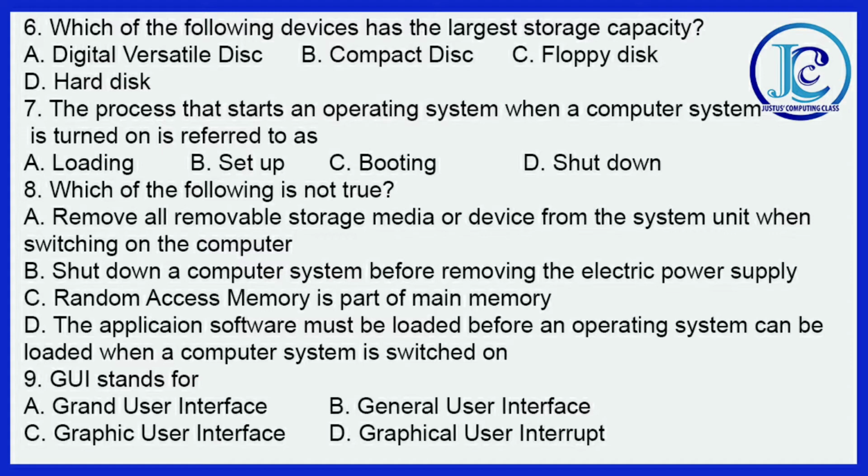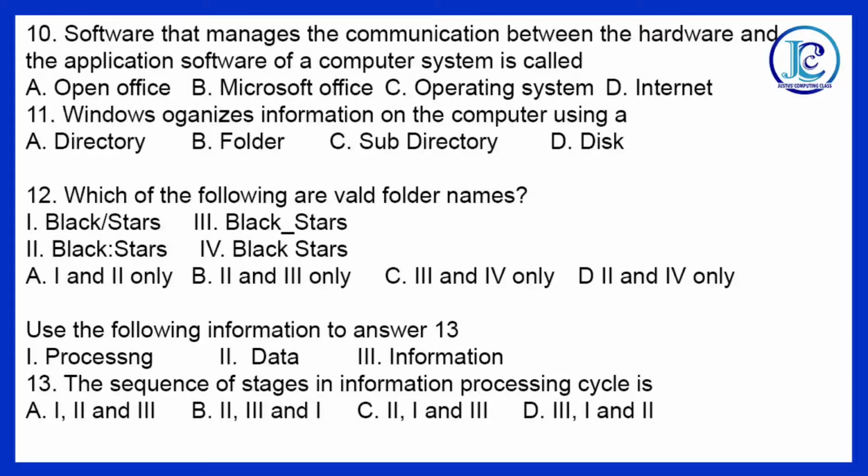Question 9. GUI stands for A, Grand User Interface, B, General User Interface, C, Graphic User Interface, then D, graphical user interrupt. Question 10. The software that manages the communication between the hardware and the application software of a computer system is called A, Open Office, B, Microsoft Office, C, Operating System, then D, Internet.